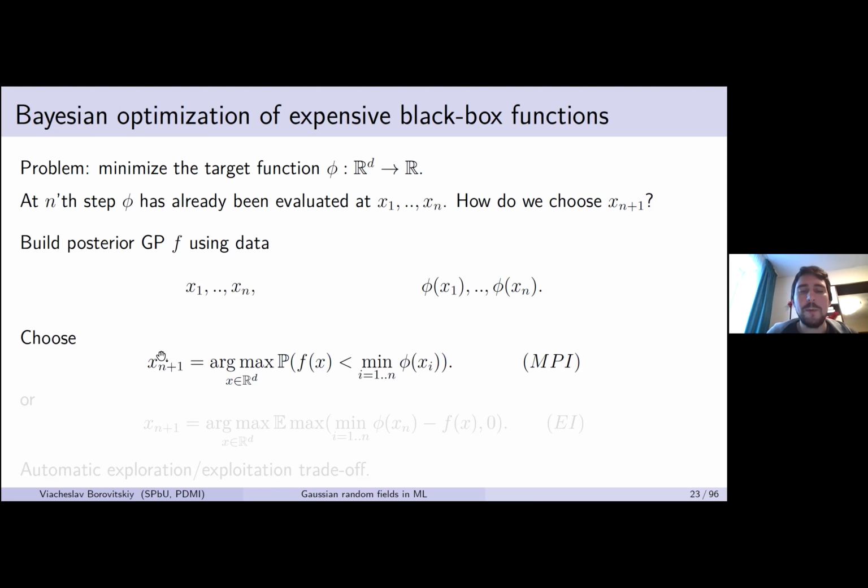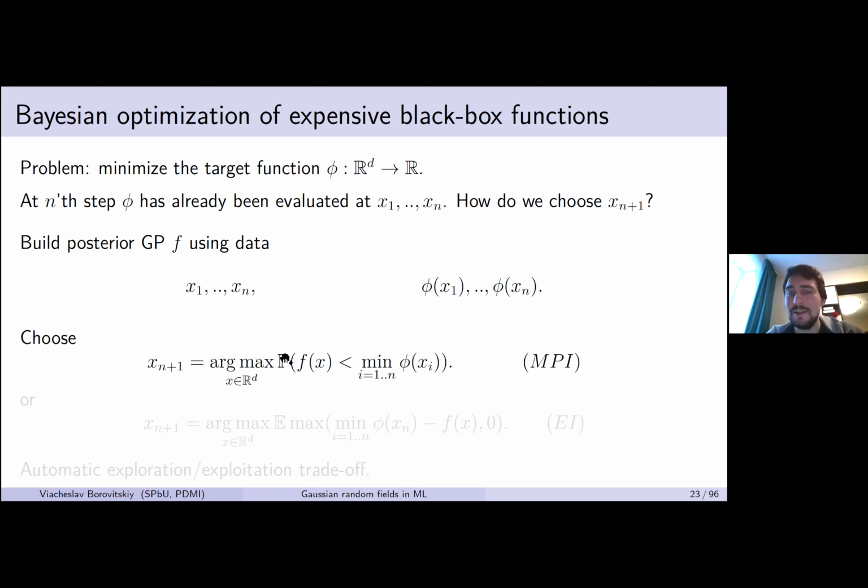So for instance, we may choose this xn plus 1 as the point that maximizes the probability that f of x will be lower than the current minimum. And we can compute this probability because f of x is not phi, it's not an unknown function, rather it is our Gaussian process model which we built here. It's also called the surrogate model. So we change the actual function phi for this surrogate f, which is a Gaussian process, and we use it to guide our decisions as if f was actually phi. The great thing is that this probability is very easy to evaluate. It's just some cumulative distribution function of the normal distribution.